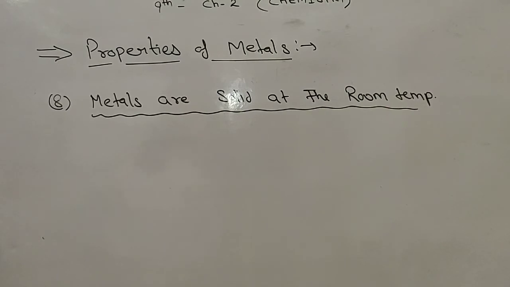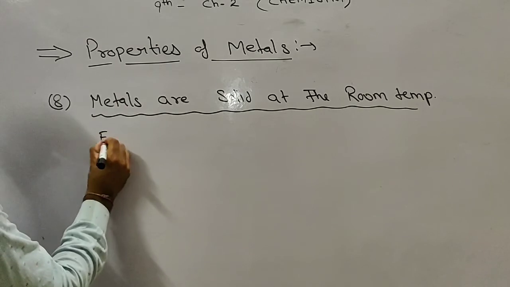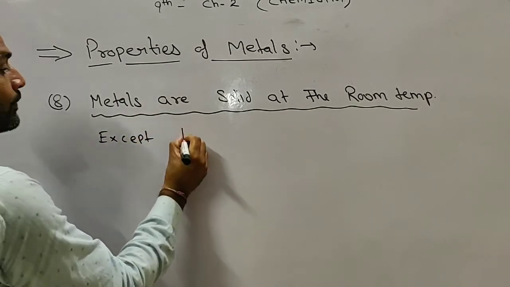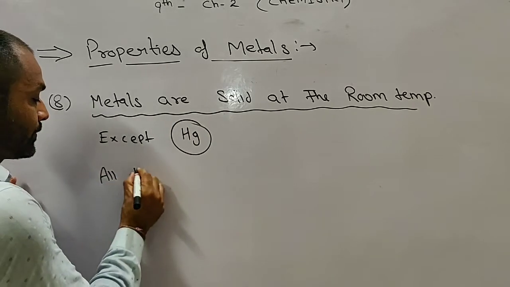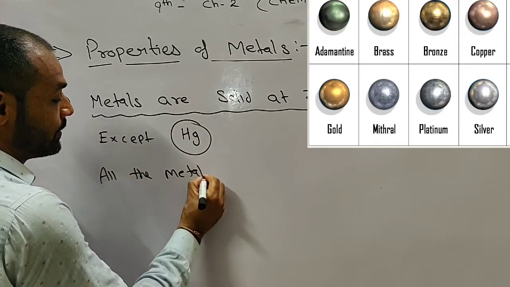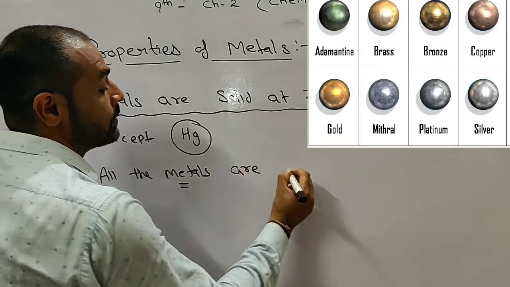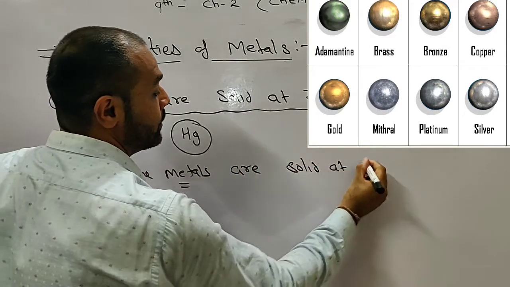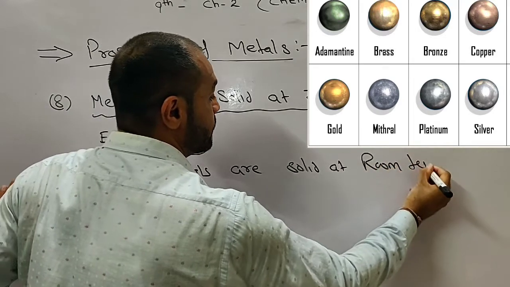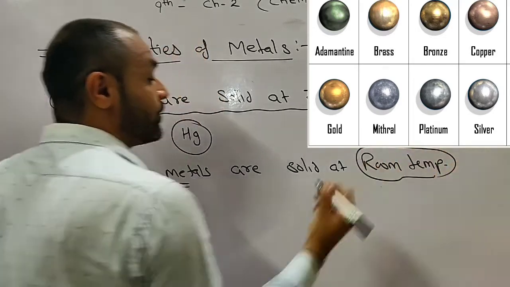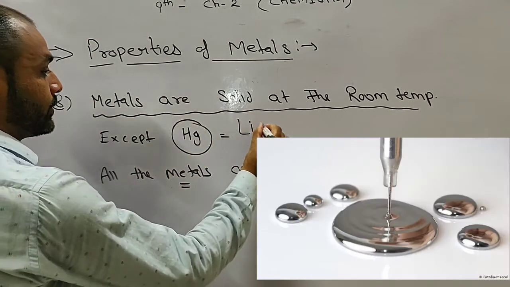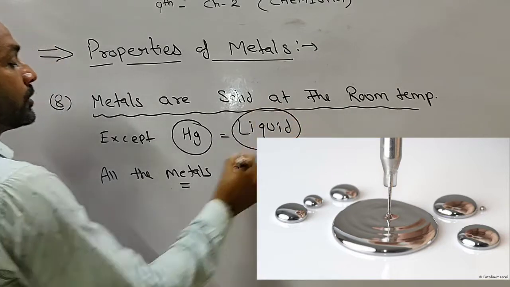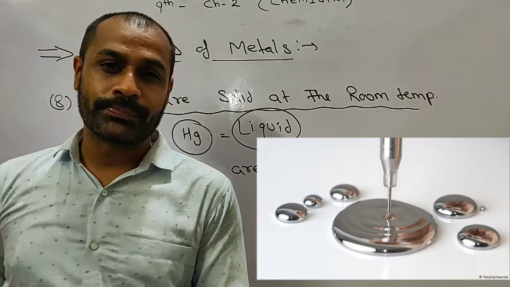So this is another good property of metals. Most of the metals, except mercury, all the metals are solid at room temperature. They are solid at room temperature. Fine. So mercury is the only metal which is liquid. Okay. This property of mercury is used in the thermometer.